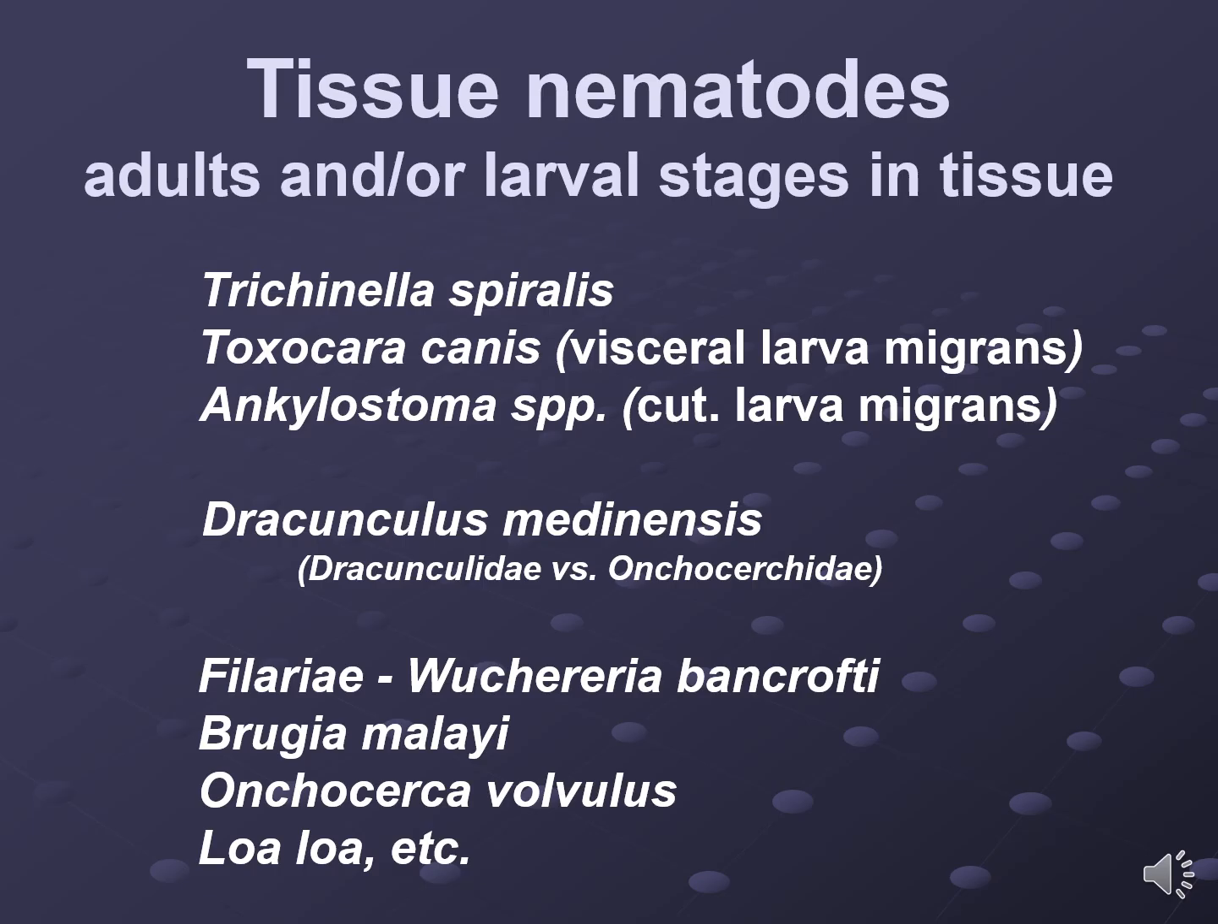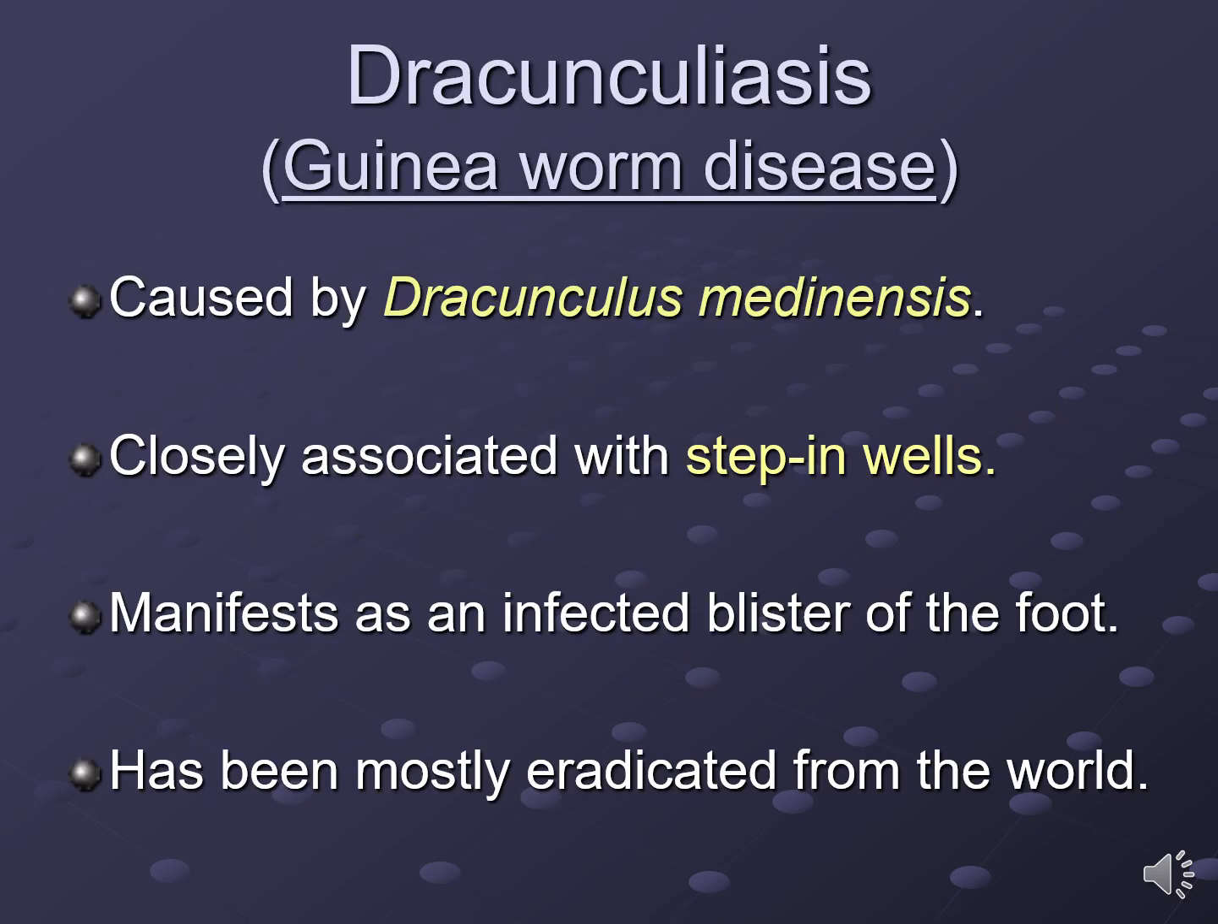okay, now we go to the tissue nematodes. This is again under the tissue nematodes. We have Dracunculus medinensis and the filarial worms. We start with the Dracunculus. Just very briefly, Dracunculus medinensis is commonly called the Guinea worm, Guinea in Africa, and it's closely associated with step-in wells.